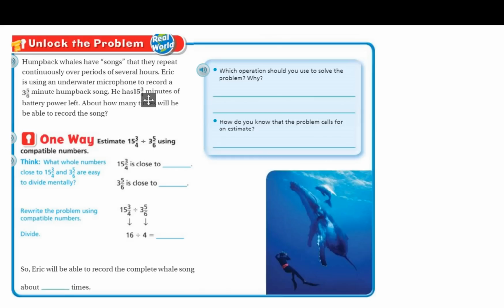Eric is using an underwater microphone to record a 3 5/6 minute humpback song. So that's important. He has 15 3/4 minutes of battery power left. There's my clue that we're estimating. This word right here, about. About tells me we're going to be estimating. Again, if I write it, you write it. My hand is your hand. So about how many times will he be able to record the song?